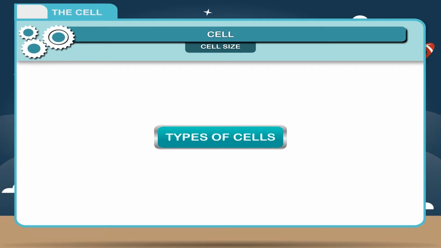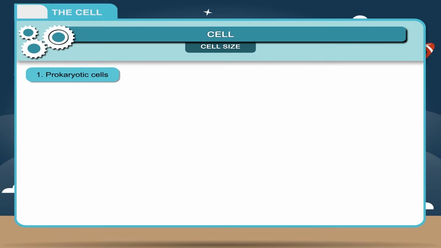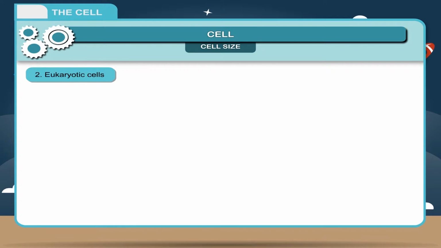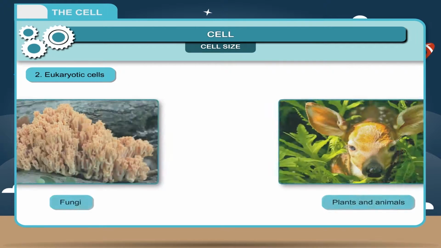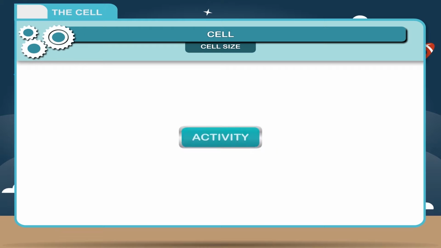Types of cells. Cells are of two types. 1. Prokaryotic cells. These are the most primitive cells. They lack a true nucleus and nuclear membrane. Example: bacteria, blue-green algae. 2. Eukaryotic cells. These are the cells with a true nucleus. The nucleus is always enclosed by a nuclear membrane. Example: fungi, plants, and animals.